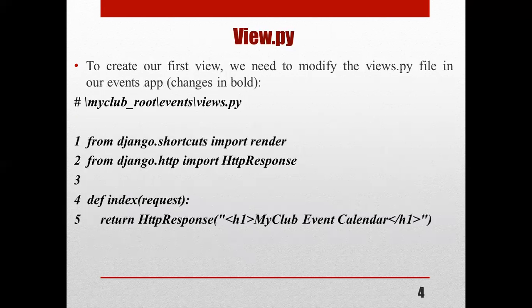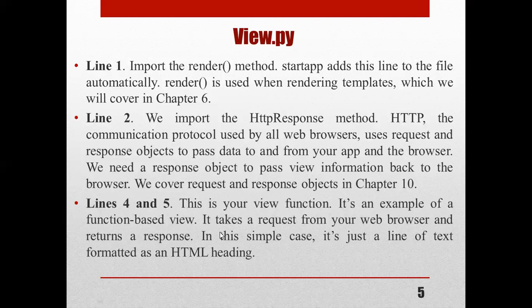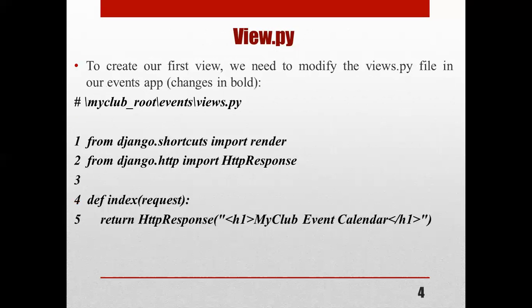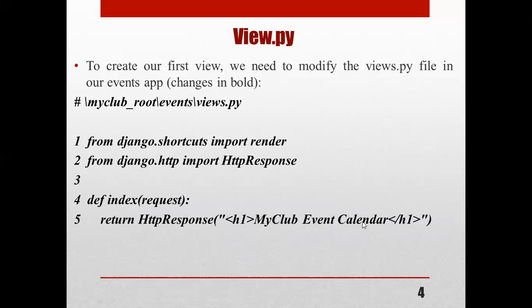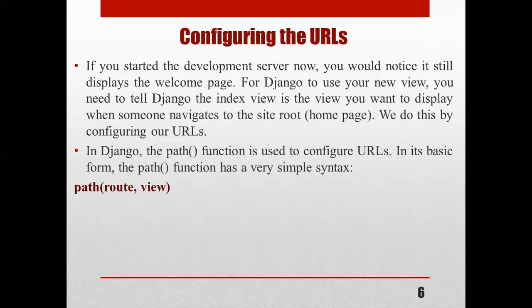Then here you can see lines number 4 and 5, where we define the index for the request and return the HttpResponse. This is your view function. It is an example of a function-based view. It takes a request from your web browser and returns a response. In the simple case, it is just a line of text formatted as an HTML heading. Here you can see that HTML heading. So this is the views.py file.